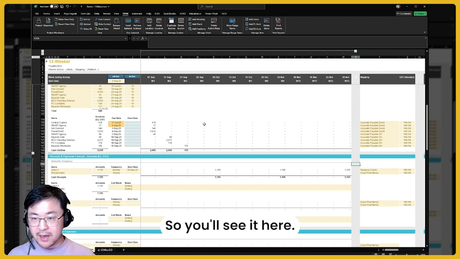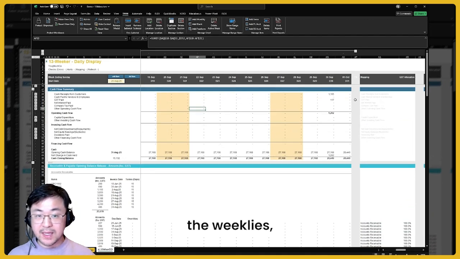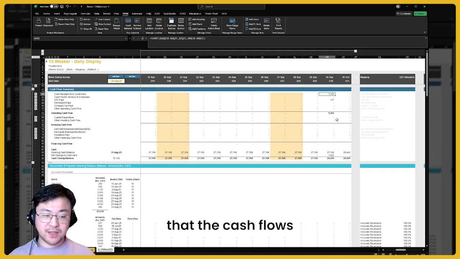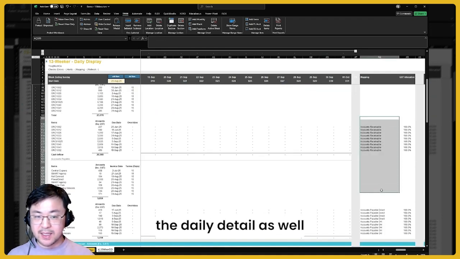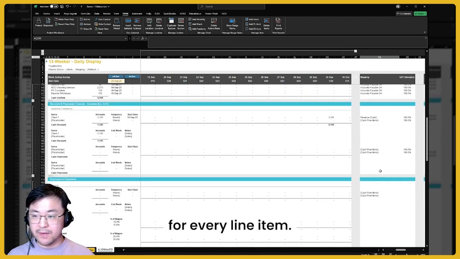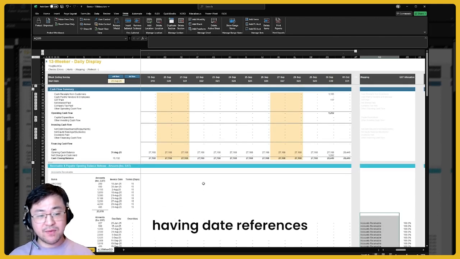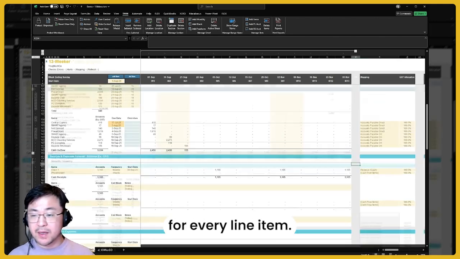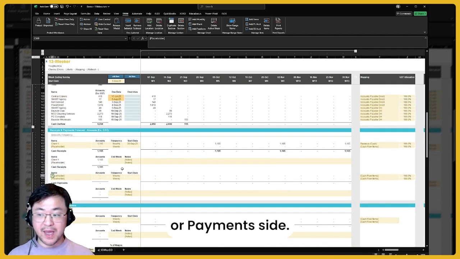So you'll see it here, but because this is a reconciliation of the weeklies, we need to make sure that the cash flows are mapped in the first instance so that they appear properly. And you'll see the daily detail as well down below for every line item. So that's why it's quite crucial having date references for every line item. That's the receipt side. We also have an equivalent payments side.